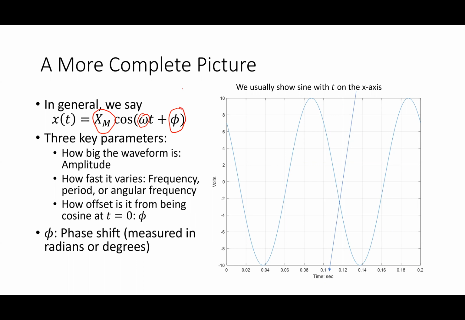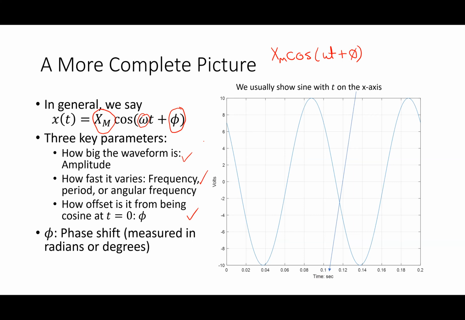Oftentimes in circuits, we think of cosine as what I'm going to call the basis. In other words, we define everything relative to cosine. We talk about how much shift, or phi, we have and what the amplitude is. I'm going to call that phi the phase shift. So we talk about this offset, the frequency, which tells us how fast it varies, and the amplitude, which tells us how big it is.